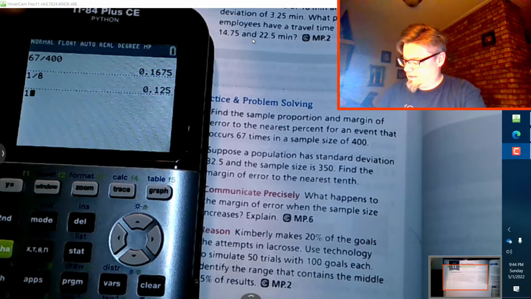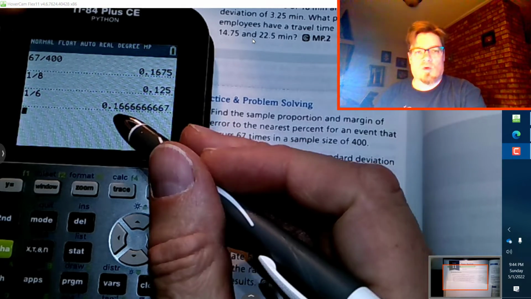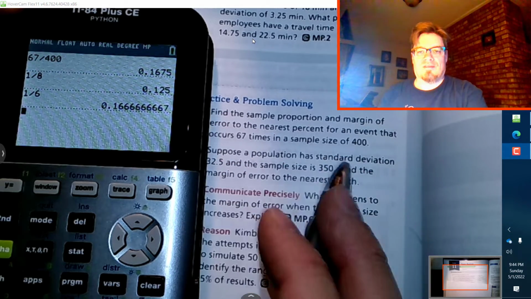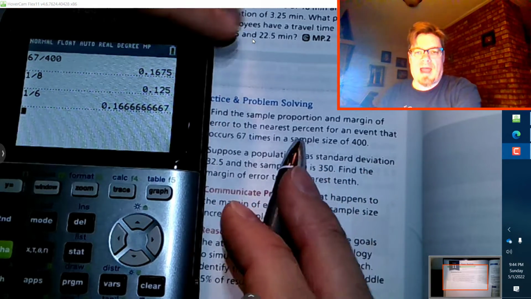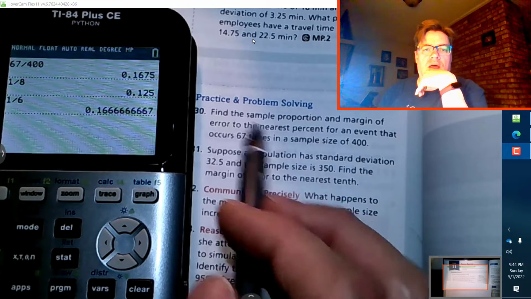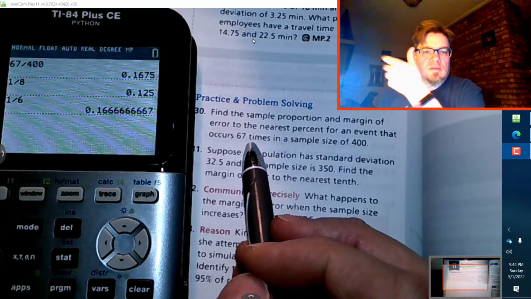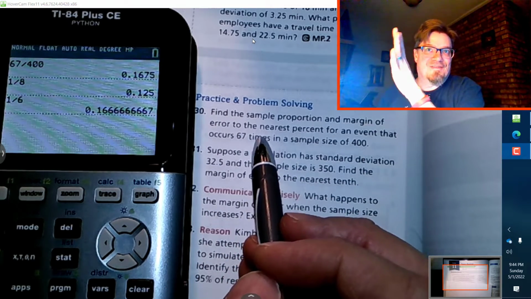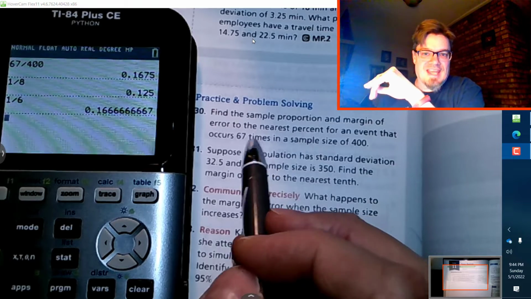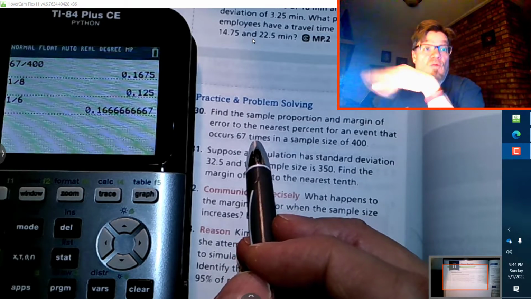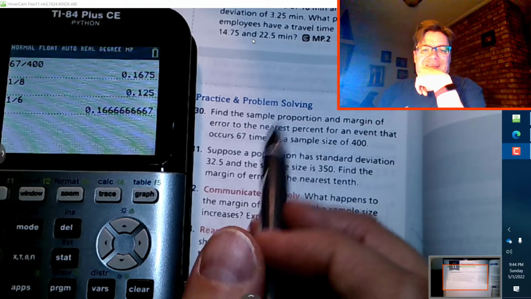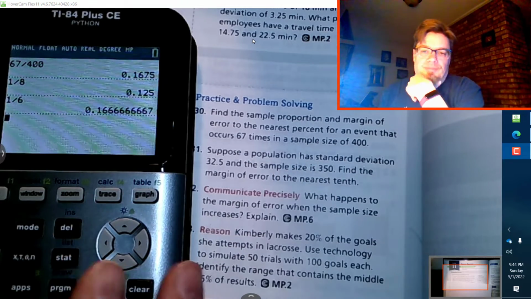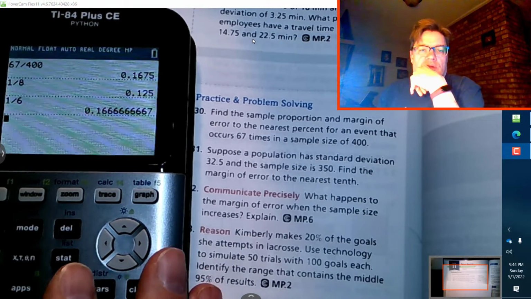No, 1/6. Okay, close to 1/6. So that means 1 out of every 6 things that happen out of 400, out of 6 events, one of them is going to be this thing that occurs 67 times, roughly. Okay, so that's sample proportion. Now, I'm not going to ask you that question. What I am going to ask you about is the margin of error.